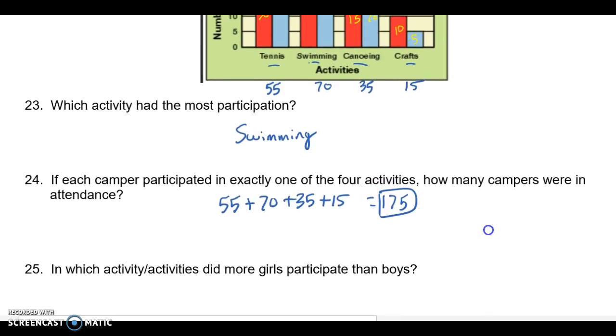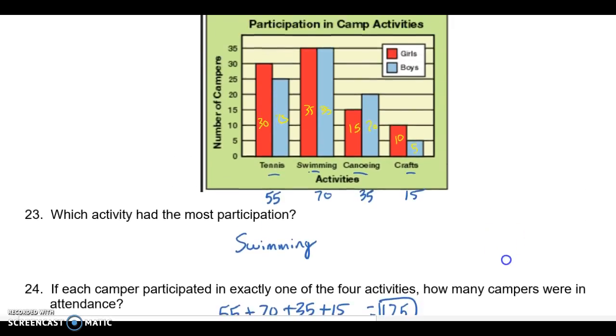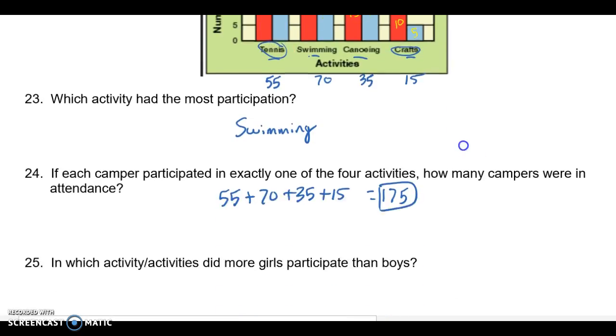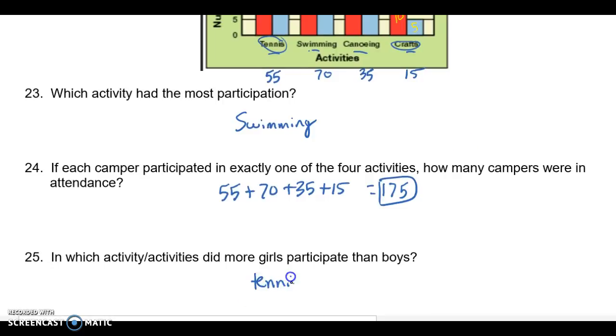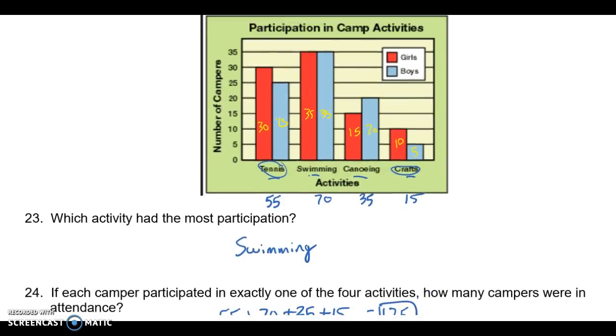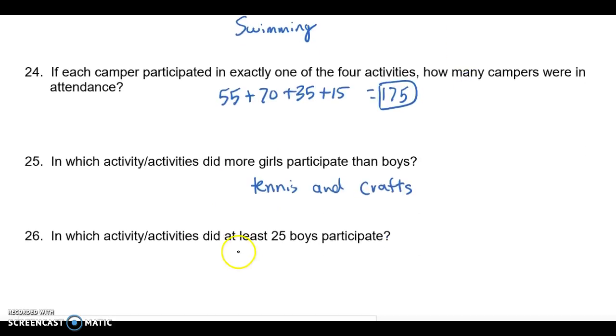In which activity did more girls participate than boys? So we're looking for that red frequency to be higher than the blue. So tennis and crafts. And last one, in which activity did at least 25 boys participate? So we're looking for that line of 25. So at least 25 means 25 or greater. So tennis and swimming.